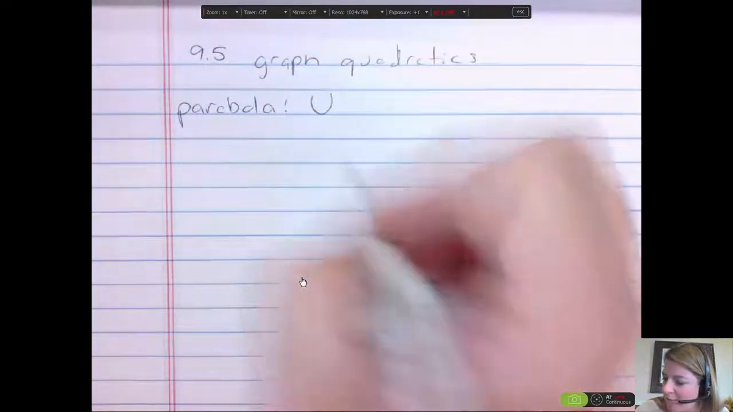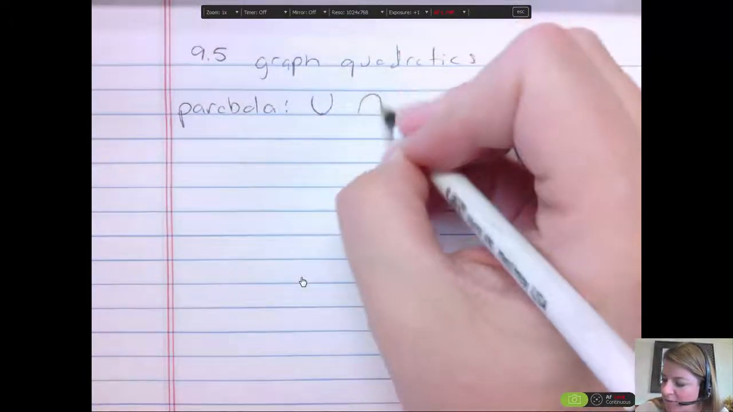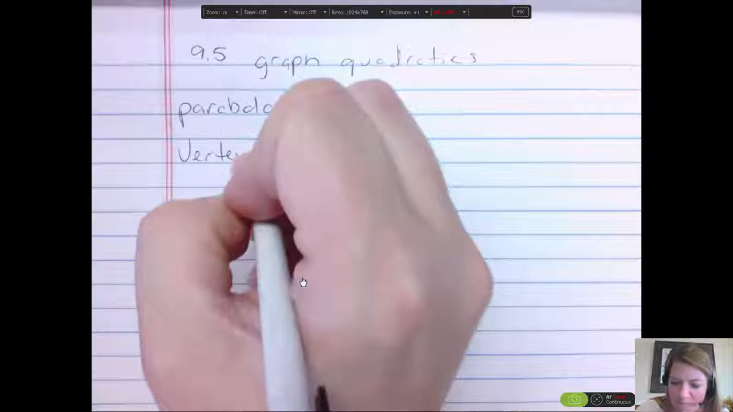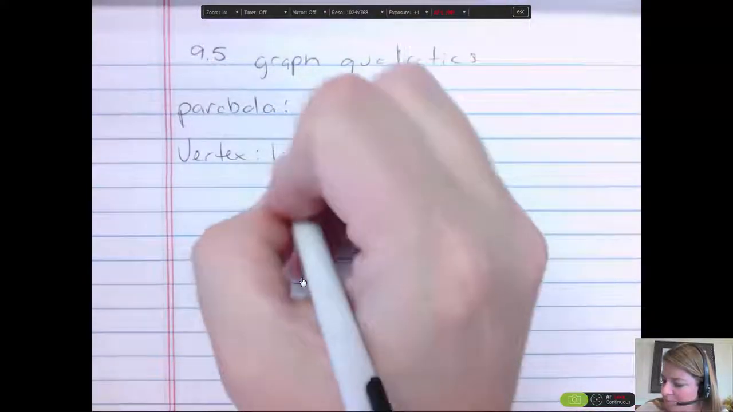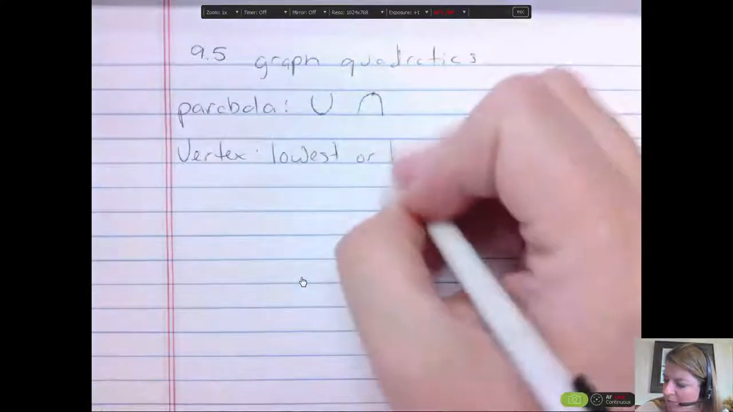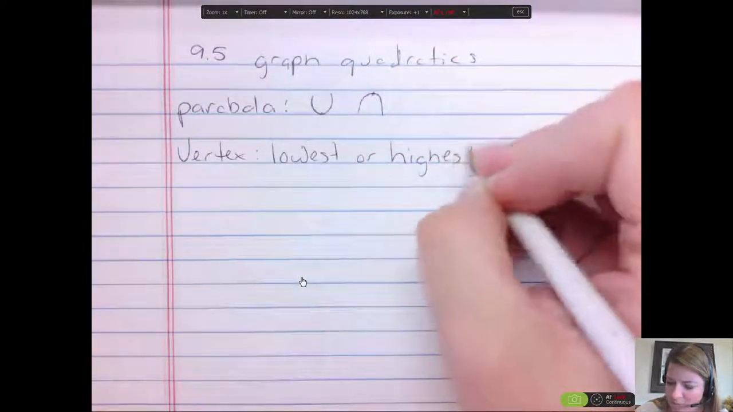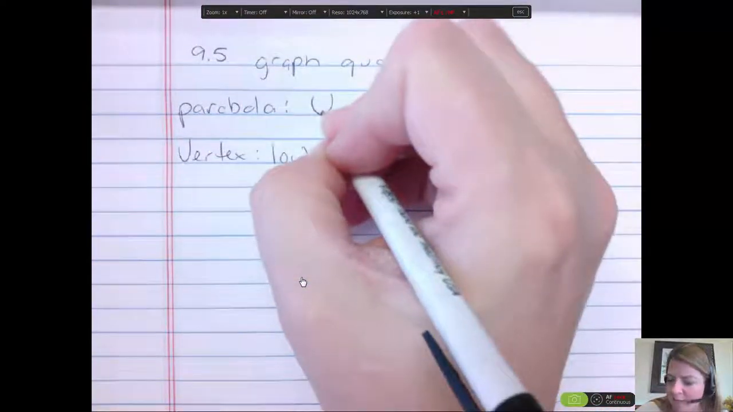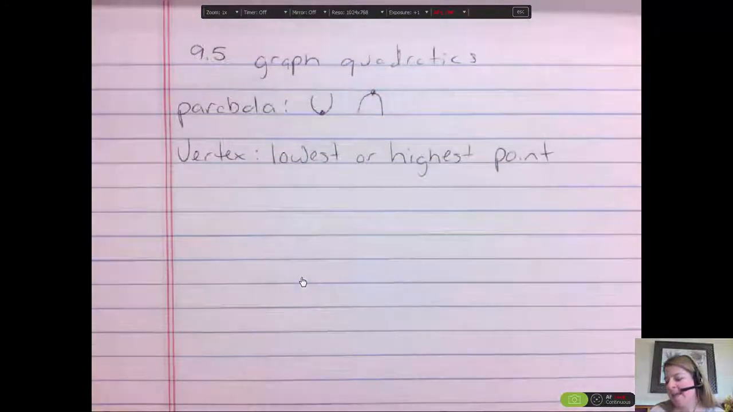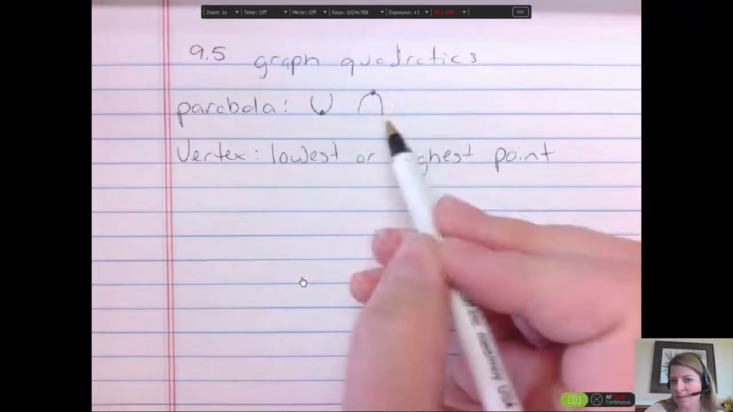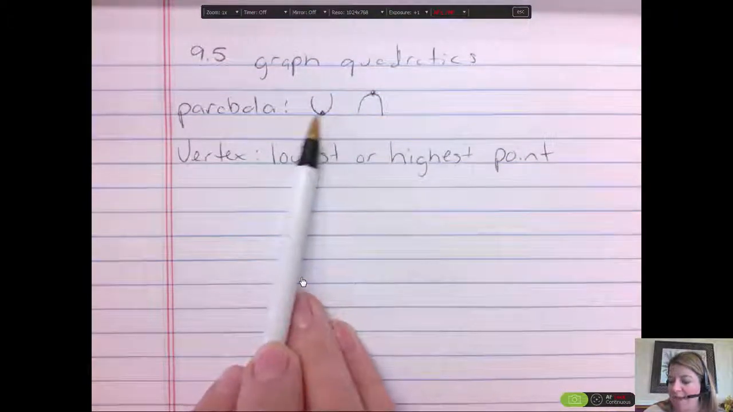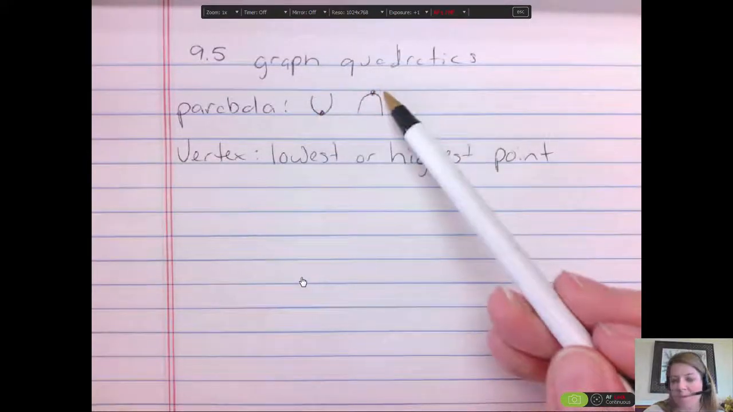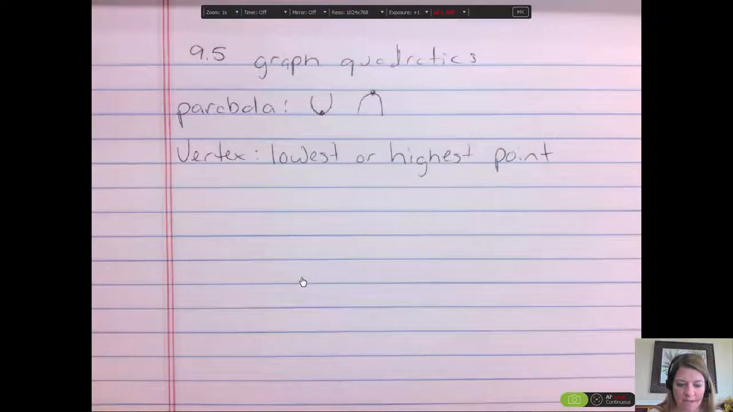It goes this way with the vertex right here, or it could go this way with the vertex here. The vertex is the lowest or the highest point, depending on which direction it goes. It's like the turning point, where it turns the other way. Your X and Y axis would be somewhere on that. This is the lowest point, and this is the highest, or sometimes these are called the minimum and the maximum. Those words might be used.